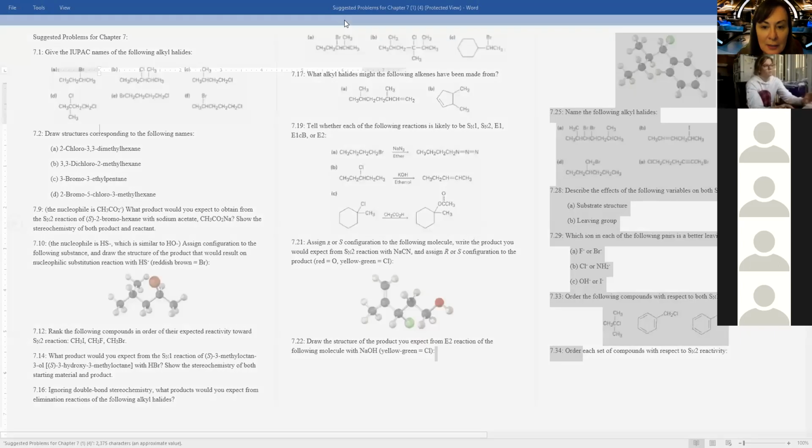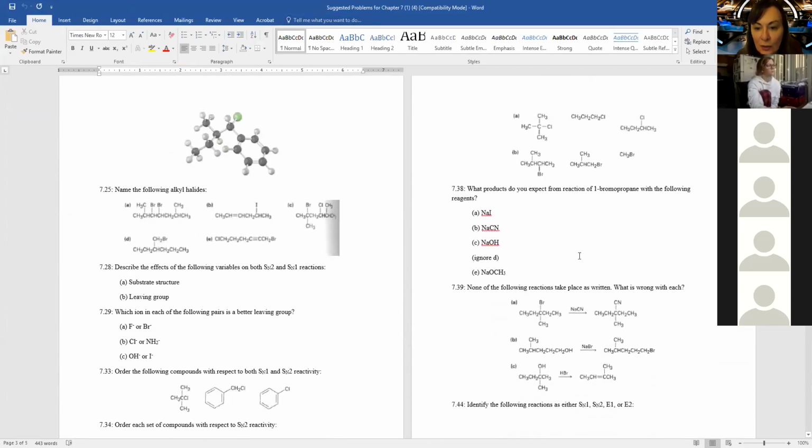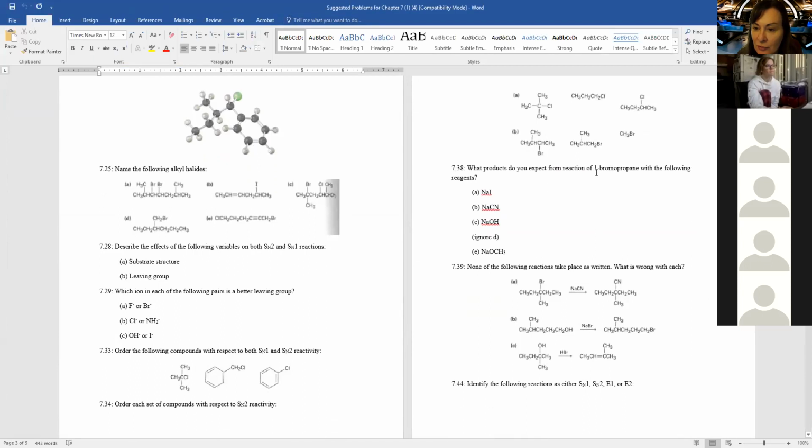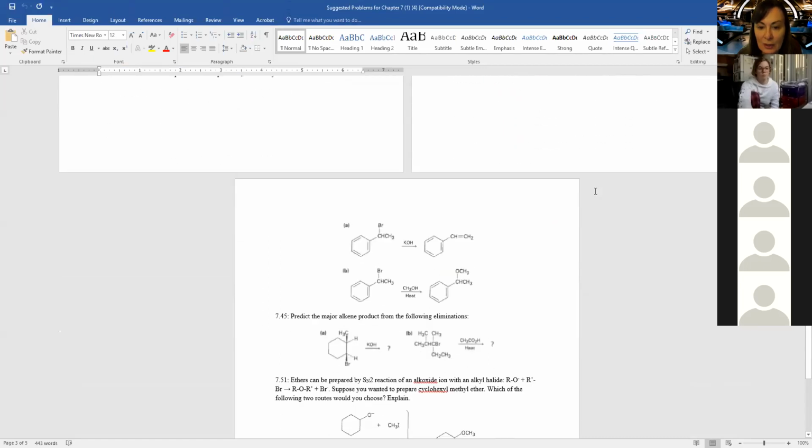Let me go to the next page here. Here we go. So a question like 7.38 could also be interesting. They give you a substrate, 1-bromopropane, and they give you some different reagents, and they ask you what happens when you do these different reactions, okay? So if you look at these nucleophiles here, sodium iodide, sodium cyanide, that should be giving you an indication that you're doing an SN2 kind of reaction, okay?